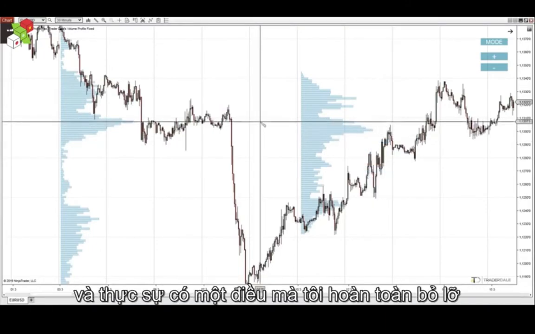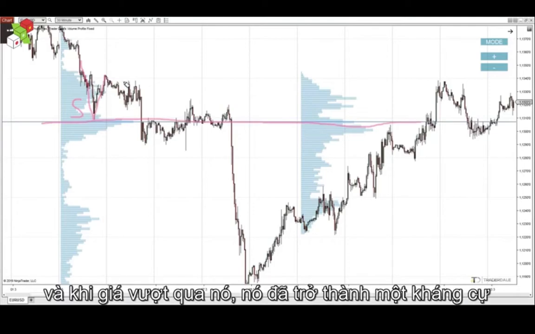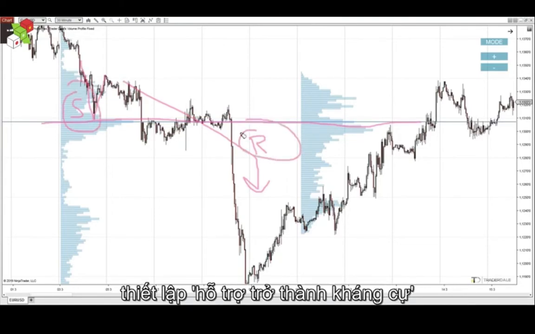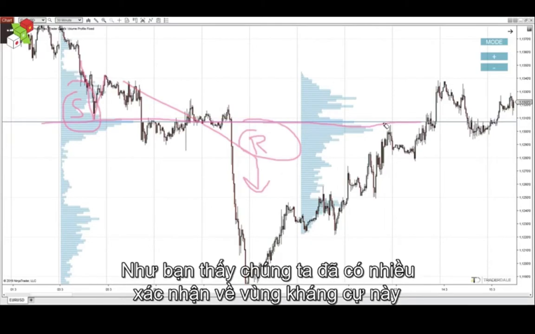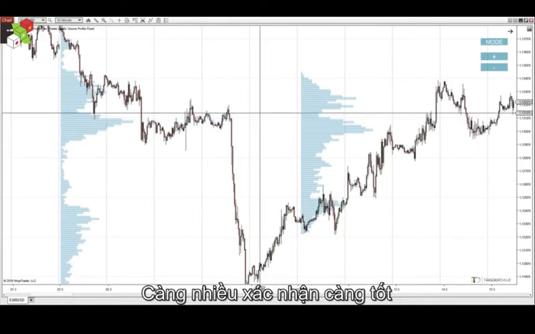And actually there's one thing which I absolutely missed. This level was a support, and when the price went past it, it became a resistance. So this is another confirmation of the level. Alright, support becoming resistance setup. As you can see, we had many confirmations of this resistance zone. The more confirmations you get, the better.